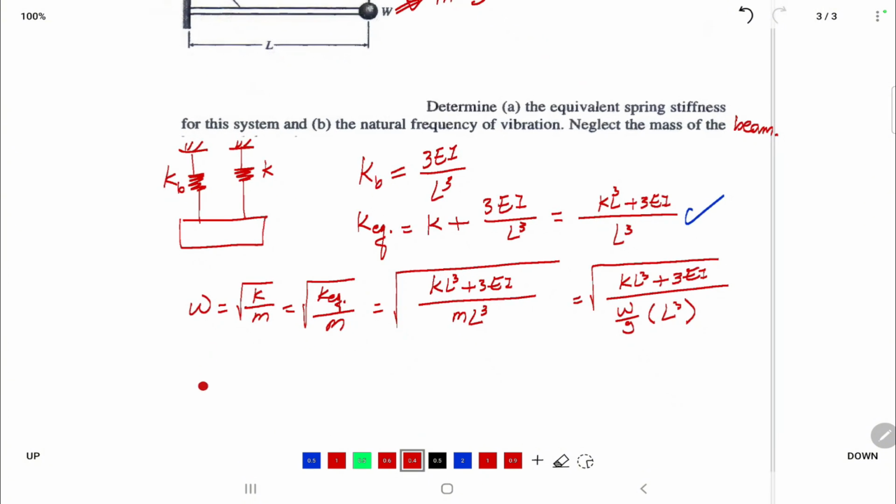If you simplify it further, you will get G times K L cube plus 3EI, over W L cube. So this is the second answer.